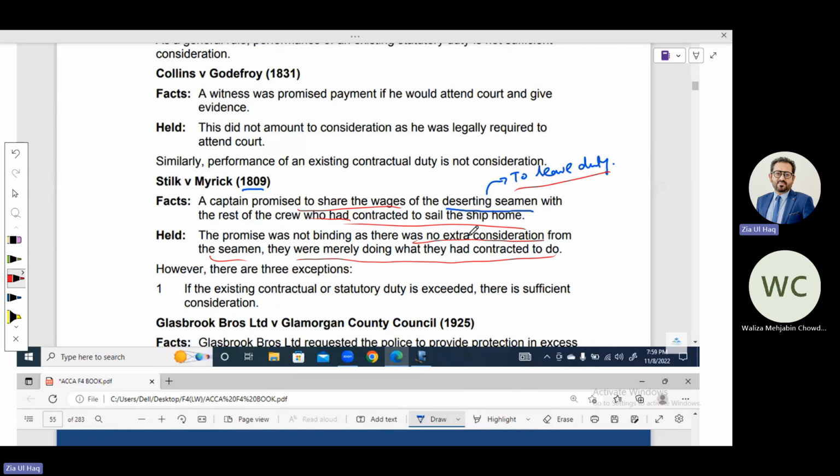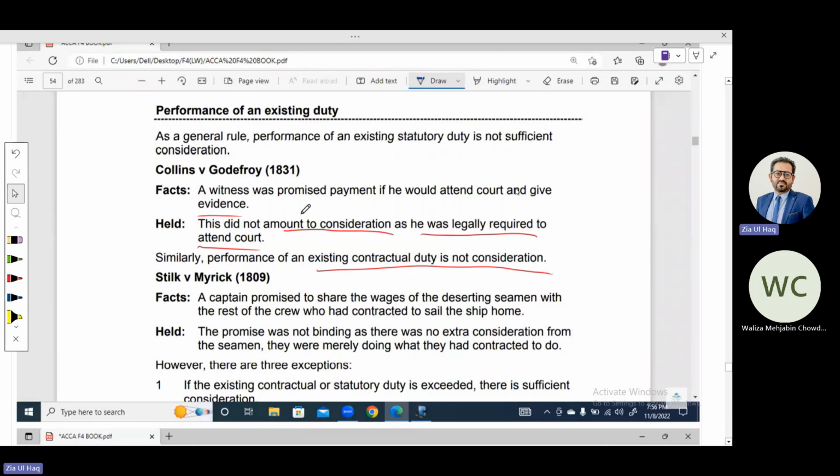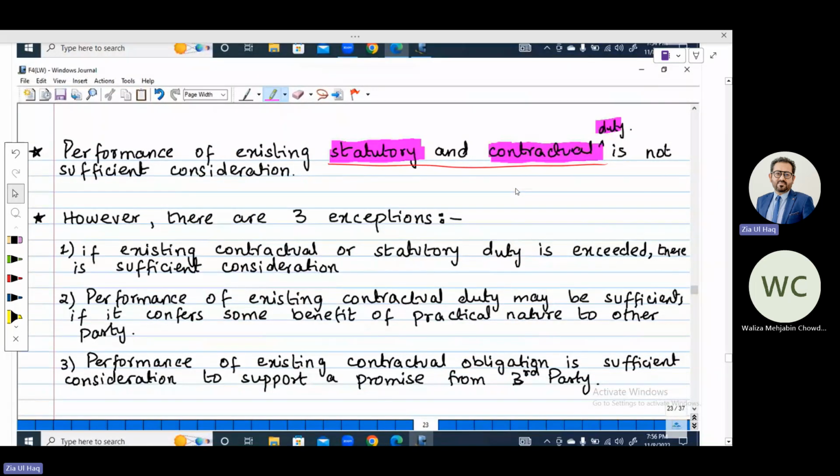However, there are three exceptions. If the existing contractual or statutory duty is exceeded, there is sufficient consideration. Like if the seamen performed something beyond, more than their contractual duty, then they can claim the wages, meaning there was consideration. If they are performing their contractual duty and did everything according to it, they cannot ask for extra wages. Can you understand this concept? So performance of an existing statutory and contractual duty is not sufficient consideration.